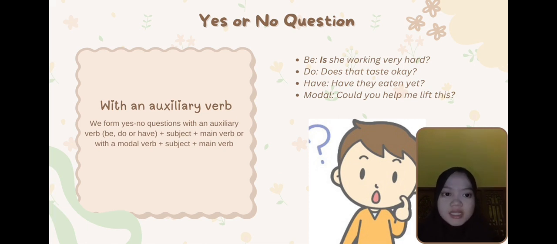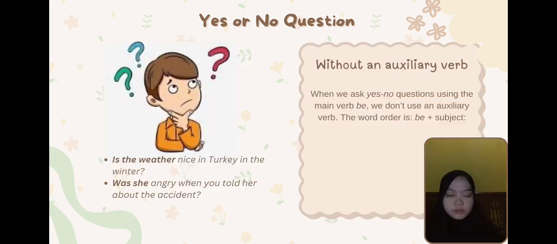Do, does: does that taste okay? Have: have they eaten yet? Modal: could you help me lift this? Without an auxiliary verb: when we ask a yes/no question using the main verb be, we don't use an auxiliary verb. The word order is be plus subject. For example, is the weather nice in Turkey in the winter? Was she angry when you told her about the accident?